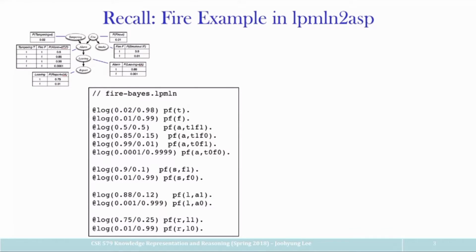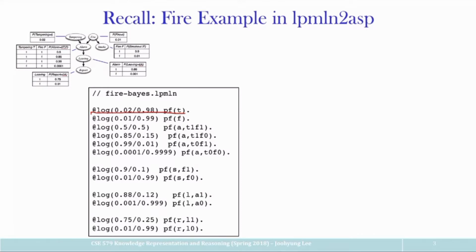So the first part is we define the probability distribution. Given the probability distribution table, we can encode this as a fact. If you have, like, 0.02 as the probability of tampering being true, then we can write this line to say that tampering is true with 0.02 chance. And we talk about why this particular encoding works.